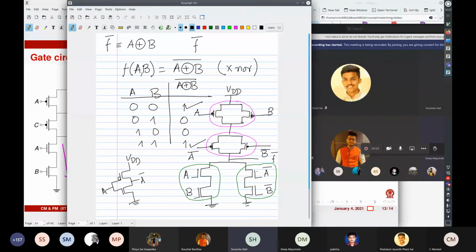Sir, can we make the circuit in some other manner? Just come once again. I couldn't hear you. Sir, can we make the circuit in some other way? Like, hello? Yeah, this is how you realize the CMOS circuit. This is how you realize the CMOS circuit.